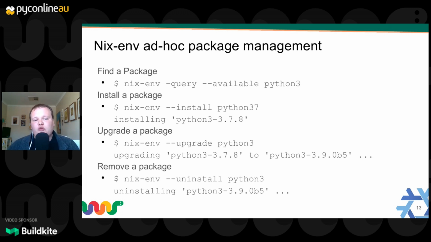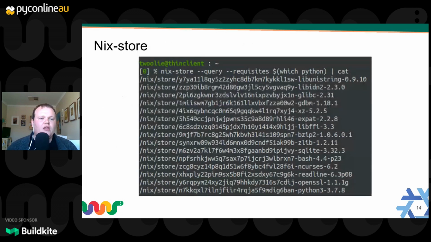So nix-env is the ad hoc package management system that comes with Nix. You can query for available packages, you can install packages, you can upgrade packages, and you can uninstall packages. Fairly standard stuff, but crucially, doing all of these things can be rolled back. They're not actually destructive operations. You can always revert.